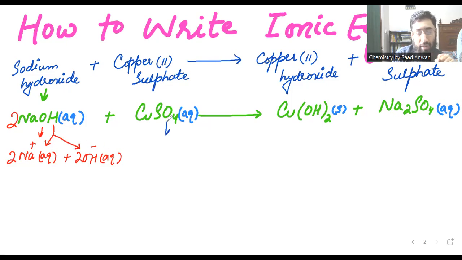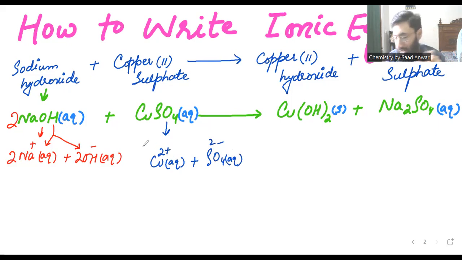Similarly, copper sulfate is giving me copper ion, aqueous, and sulfate ion, aqueous. Sorry, this is copper ion. I am getting copper ion and sulfate ion from copper sulfate. Guys, remember, copper hydroxide is solid. It means it will not dissolve. It will not convert into ions. I am getting no ions here.